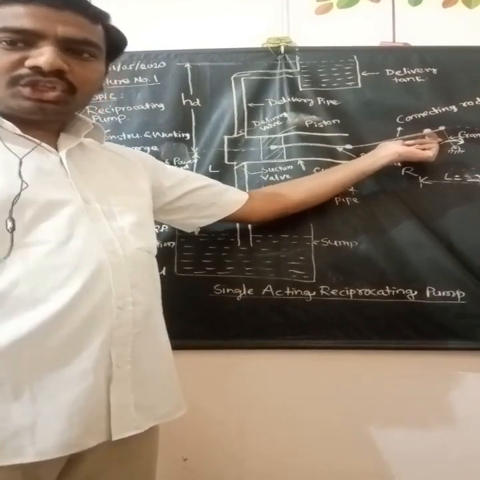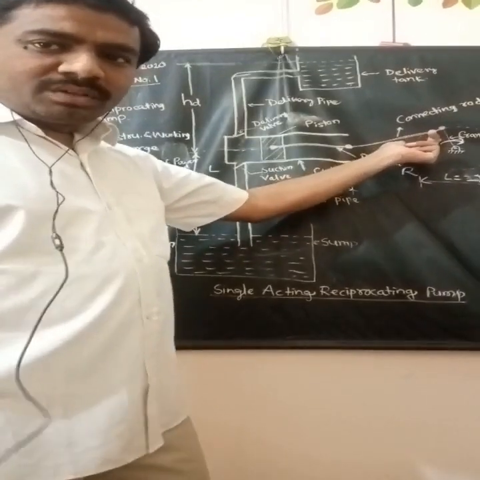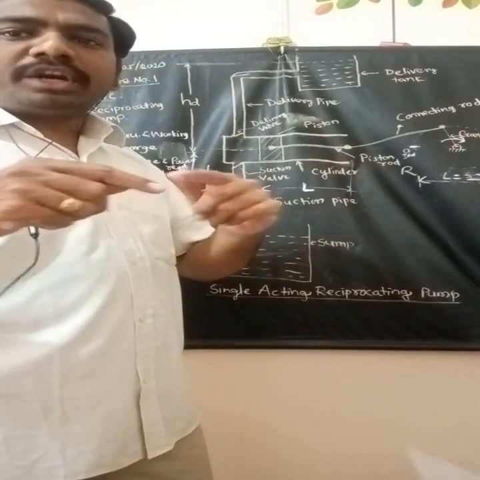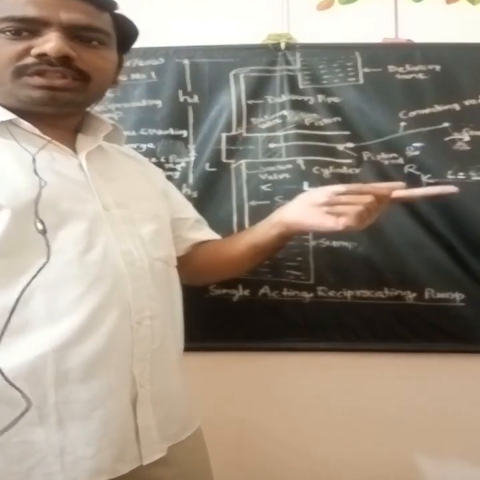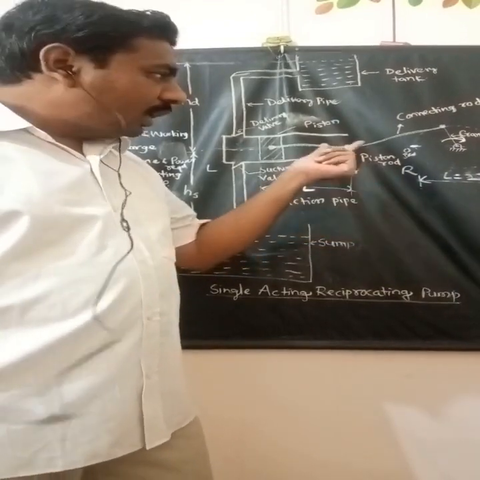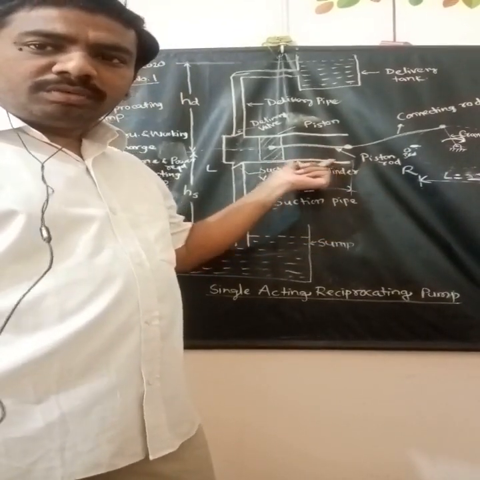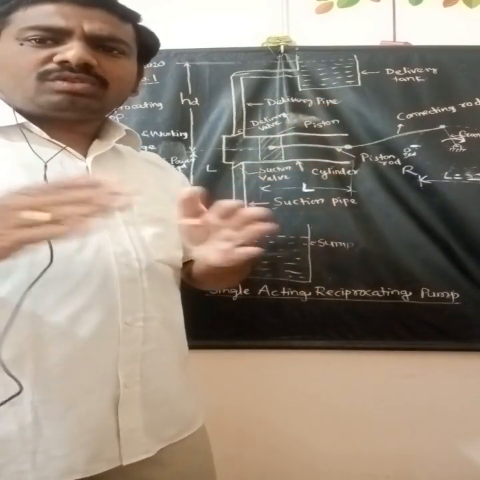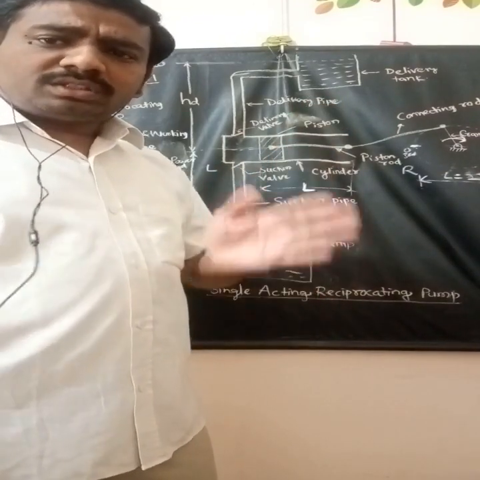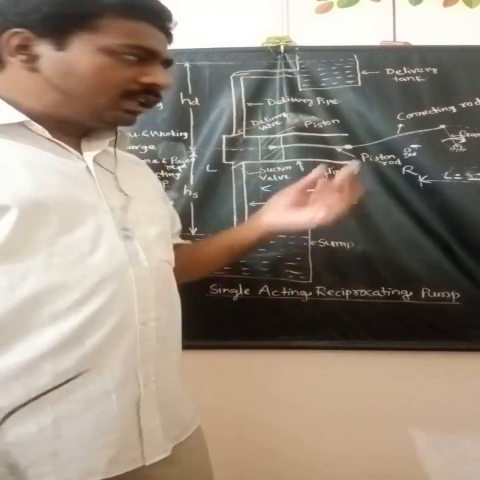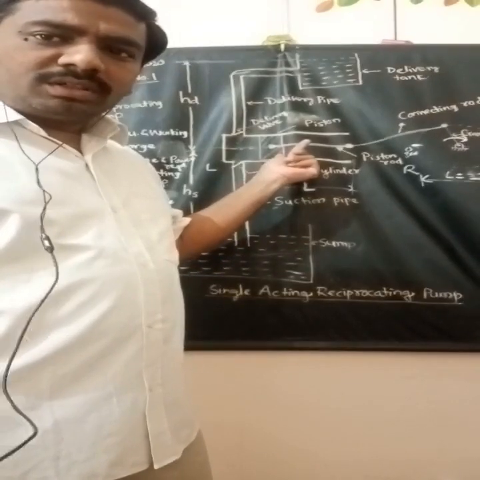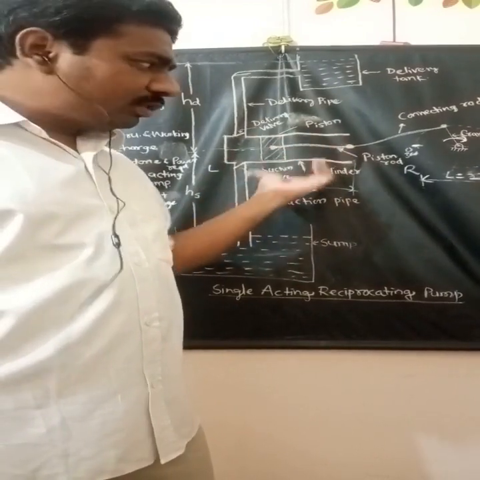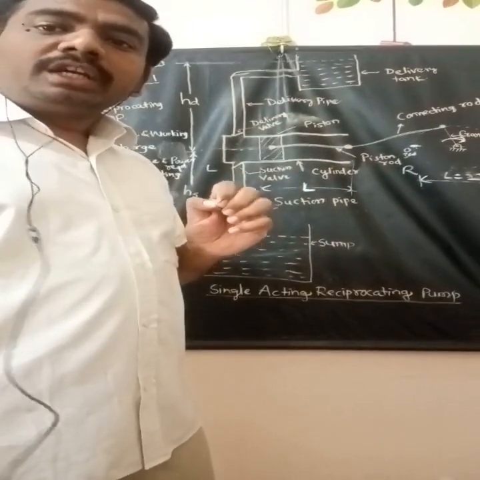This is actually the application of the slider crank mechanism, which is used to convert rotary motion into reciprocating motion. This reciprocating motion will help us lift the water from a lower level to a higher level, and that's why it is called a reciprocating pump, because the reciprocating motion takes place with the help of the piston inside this cylinder, and because of that the fluid is displaced.